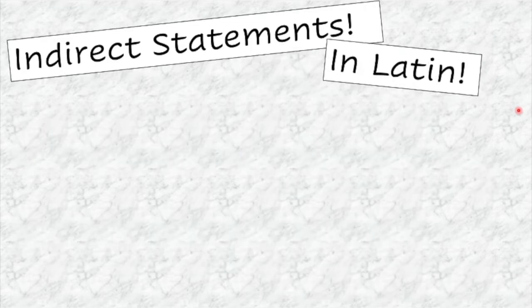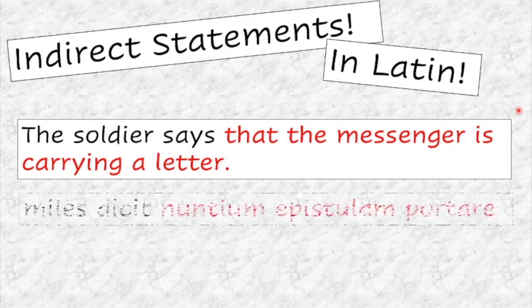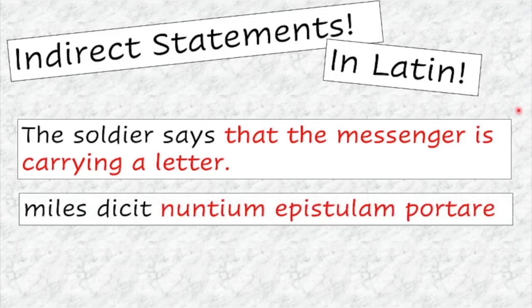So how do I write an indirect statement in Latin? Let's use the same example. The soldier says that the messenger is carrying a letter. In Latin would look like this. Miles dicit nuntium epistulam portare.